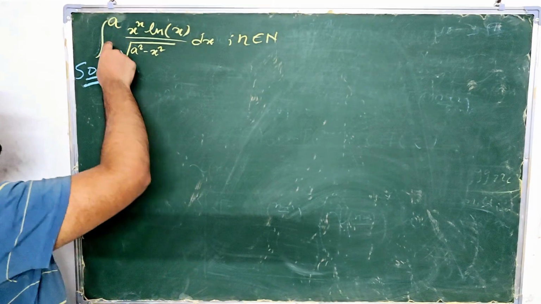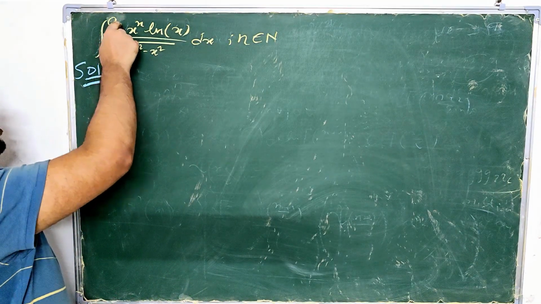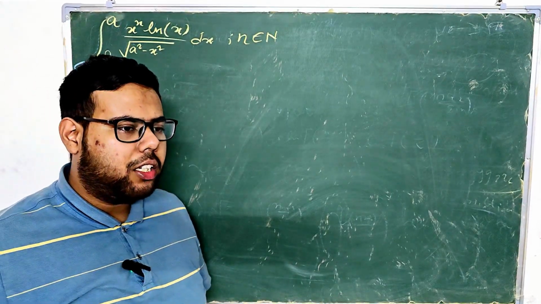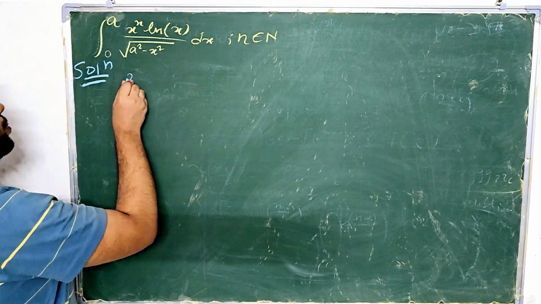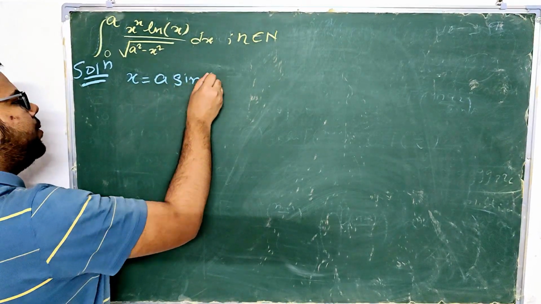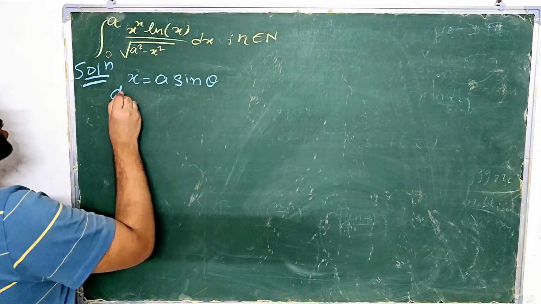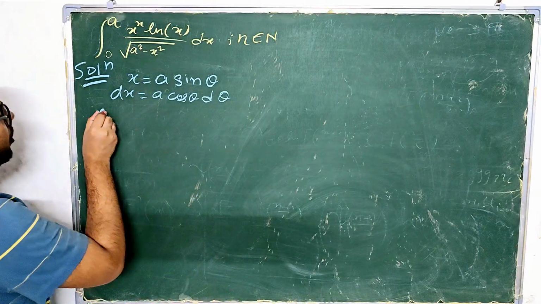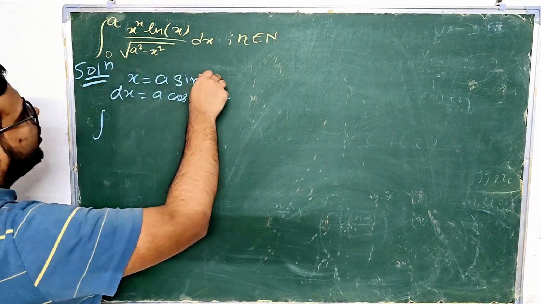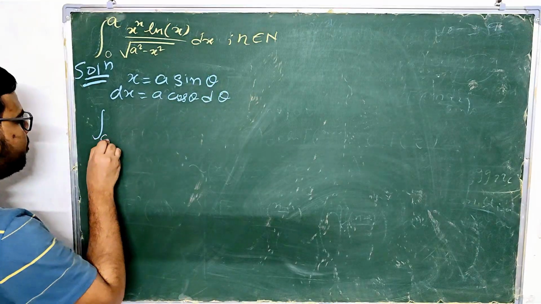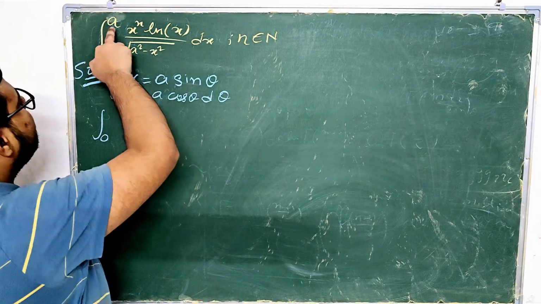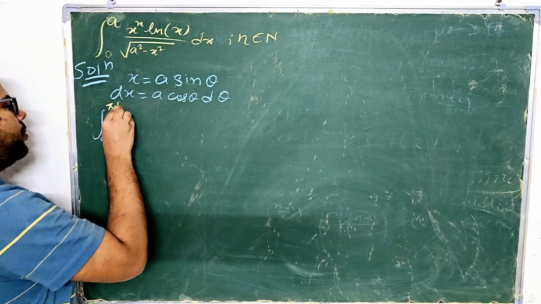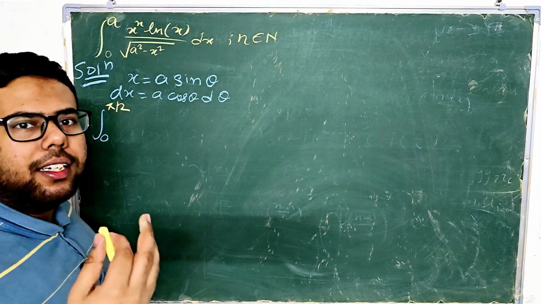So surprisingly you see a limit of 0 to a, and over here a square minus x square. So in most of such cases you use the substitution x is equal to a sine theta. Okay, so dx is a cos theta d theta. So when x is equal to 0, then theta is also equal to 0, correct? Okay, and when x is equal to a, then theta is equal to pi by 2, because sine theta equal to 1 means theta is equal to pi by 2.